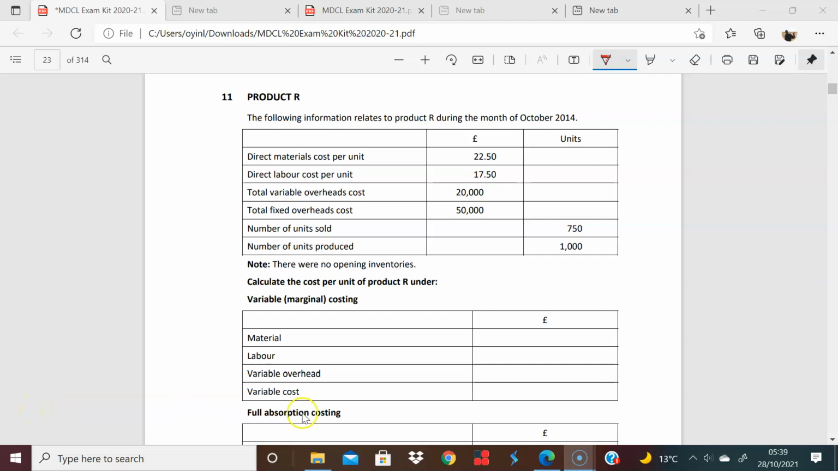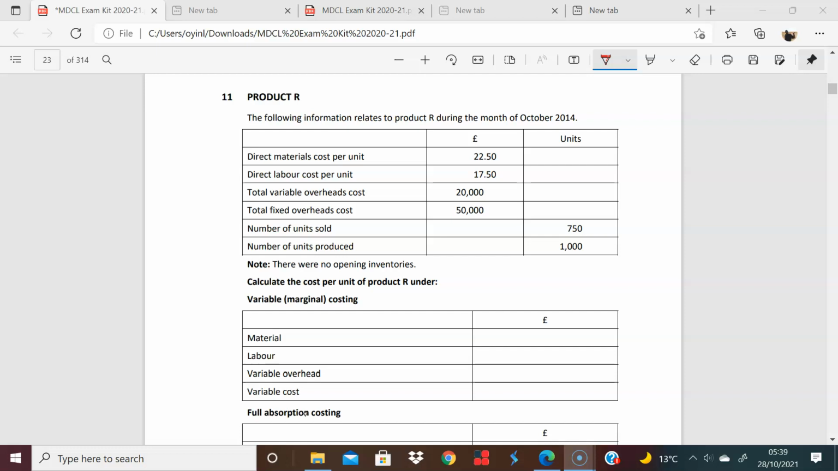Okay, question 11. So let's look at the situation here. Hopefully this question will repeat itself. We'll see, and it will repeat itself, and you can then practice it in question 12. Let's see. So we're given some information here with these material costs and labor and variable and fixed. Remember that we are making a product.